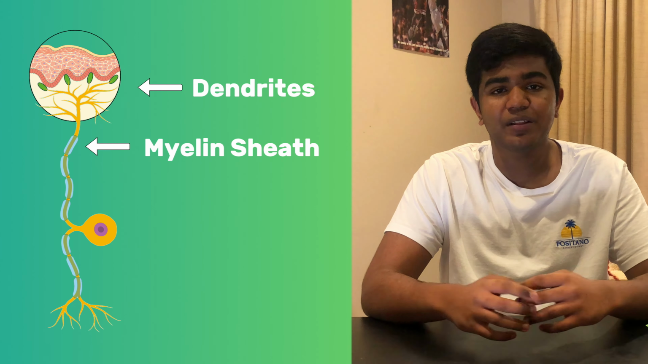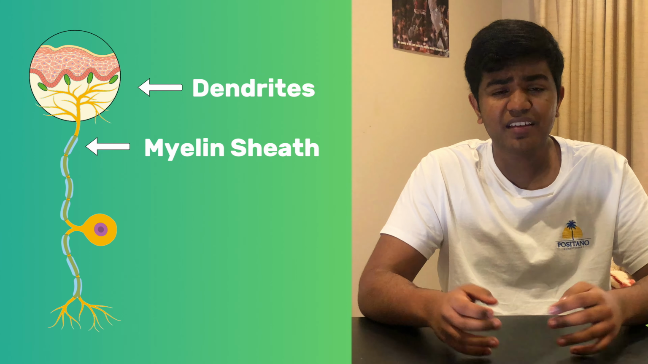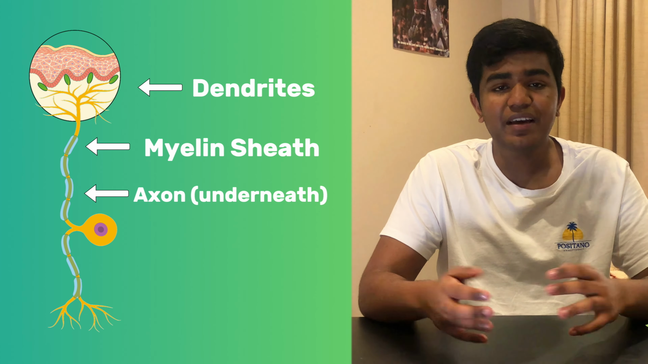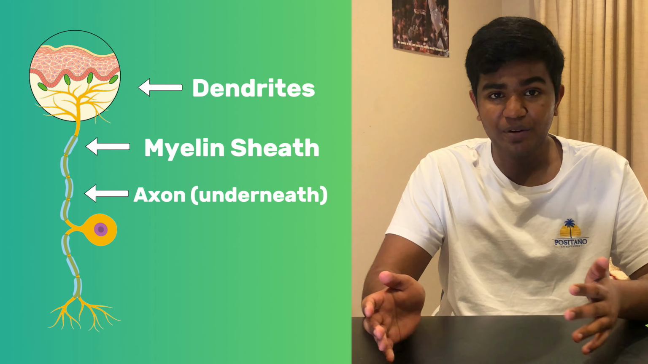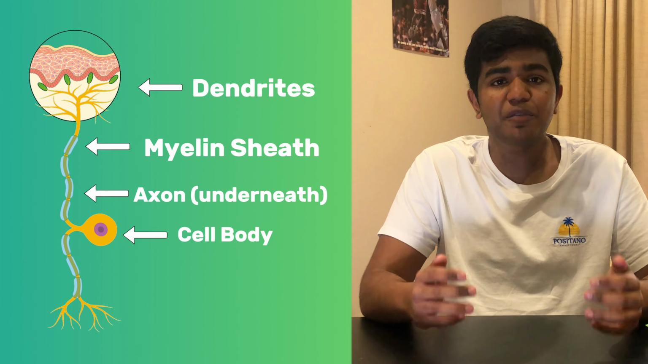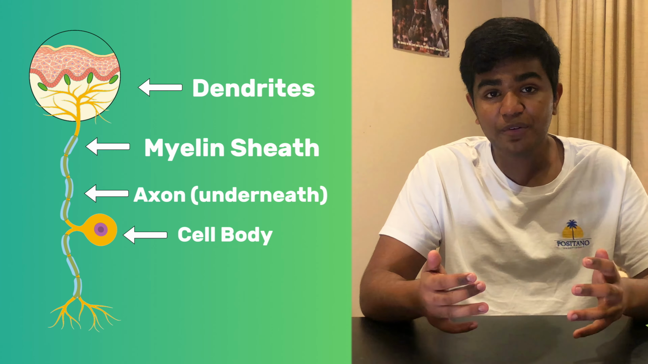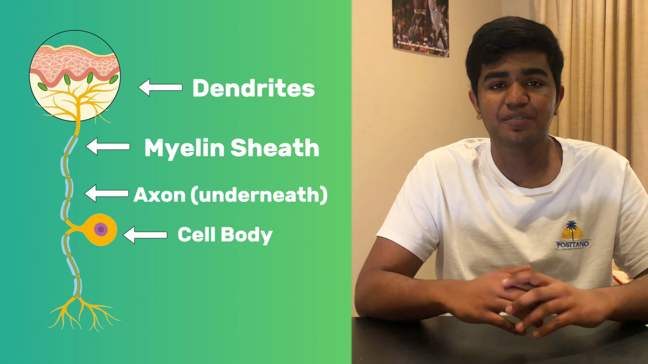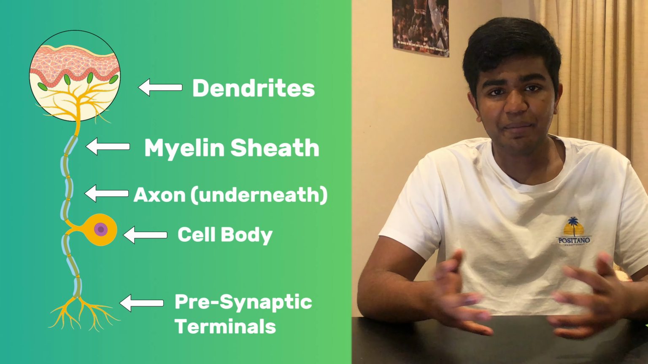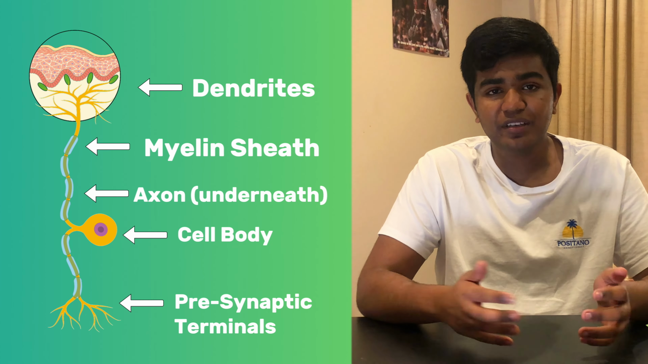The myelin sheath's role is to make sure the electrical impulse flows a lot faster. So underneath the myelin sheath, we have the axon. The axon is this long extension of the neuron and is the main pathway for the electrical impulse to travel through. As we move to the middle of the neuron, you can see here we have the cell body. The cell body is basically the whole brain of the neuron. It controls the operations and functions of the neuron. Then as we get to the end of the neuron, you get these little branches which we call presynaptic terminals. These branches are responsible for transmitting the electrical impulse to the next neuron.